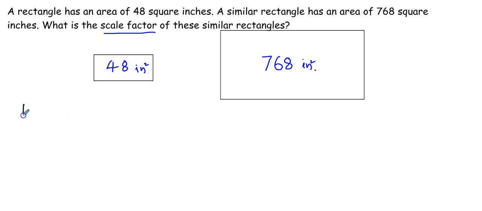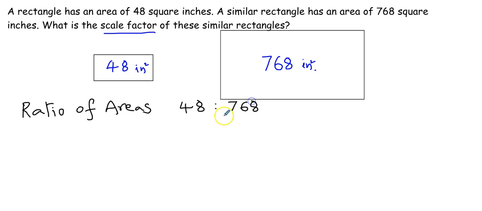And I'm finding the ratio of areas, that is 48 is to 768. Okay, and once you have this ratio, we have to write it in its simplest form, that is 48 and 768.